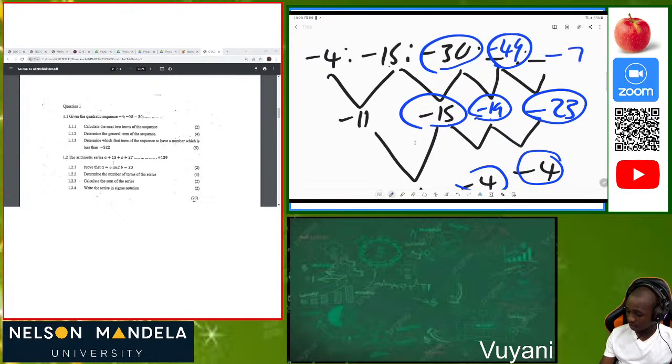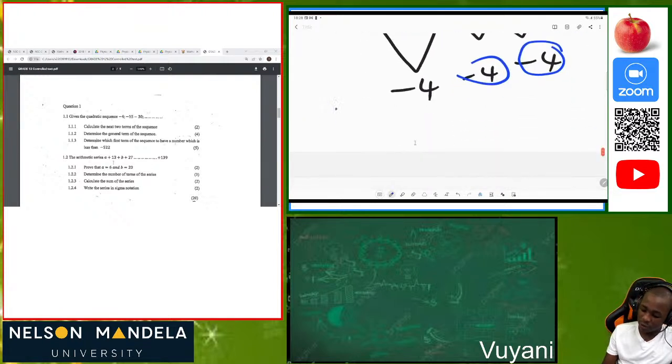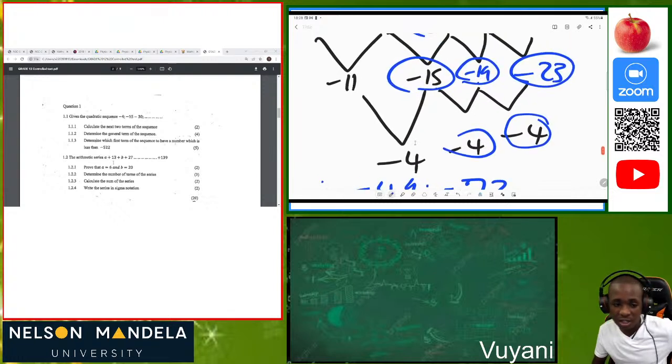Yes, that would be negative 72. So our next terms which we were asked for are negative 49 as well as negative 72. What I first did in this question was determine my second constant difference. Then after that, I sum it up from the first. So I was able to get the constant difference, which is negative 4.